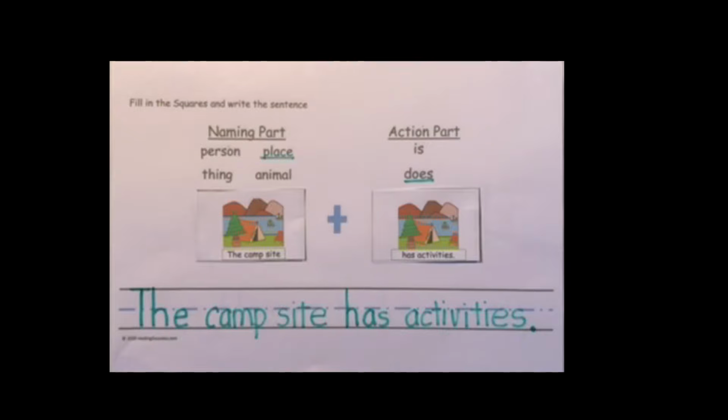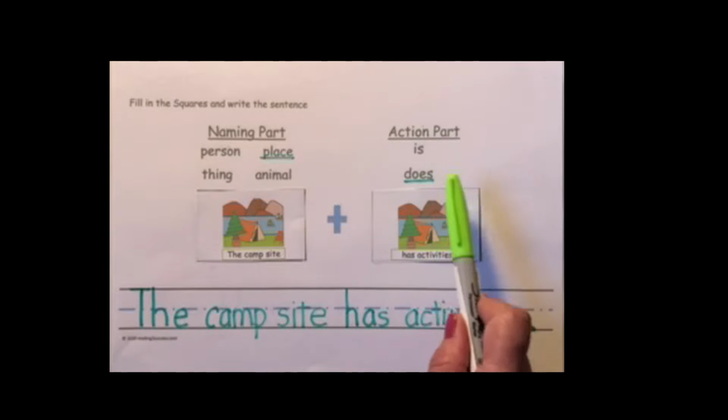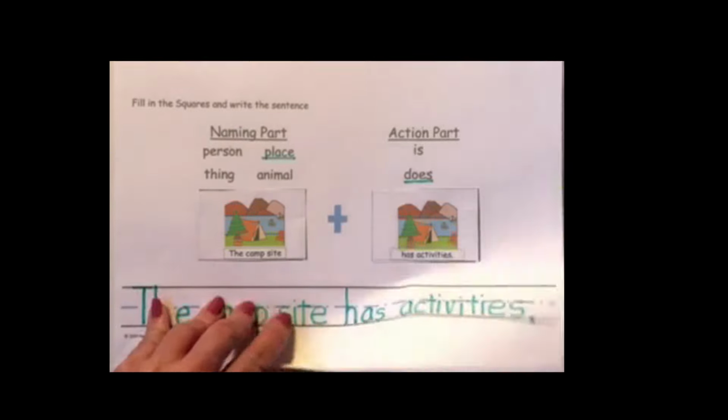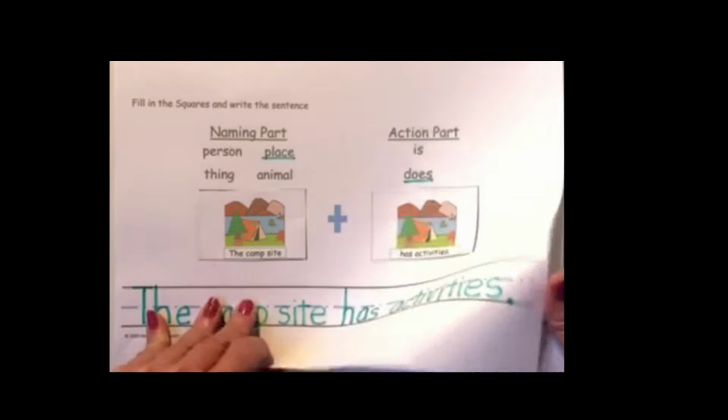Okay, now let's look at completed examples of the 3 activities we just reviewed, or the 3 simple sentences that we just did. So we have the naming part is the campsite, and it is a place, and its matching action part is the picture that shows has activities, and it's what the site does, and the sentence is the campsite has activities. Then let's go to our second example.